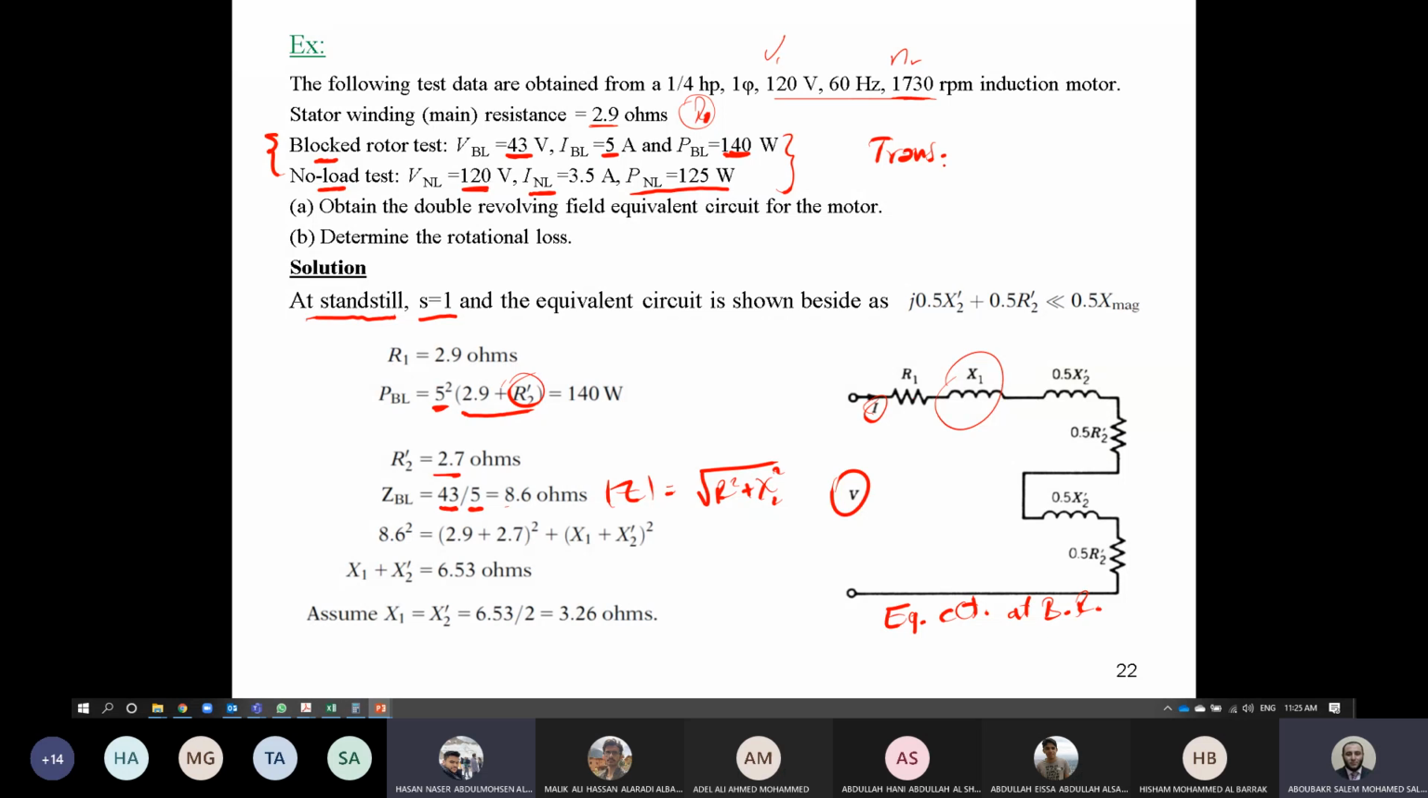I get confused, Doctor, between the no load test and no load speed. Don't worry, no problem. No load speed means the motor is working without load, and it's working at the highest speed. Is this the no load test made for a DC motor, you mean? Yes. So it's equivalent here to what we made for the DC motor.